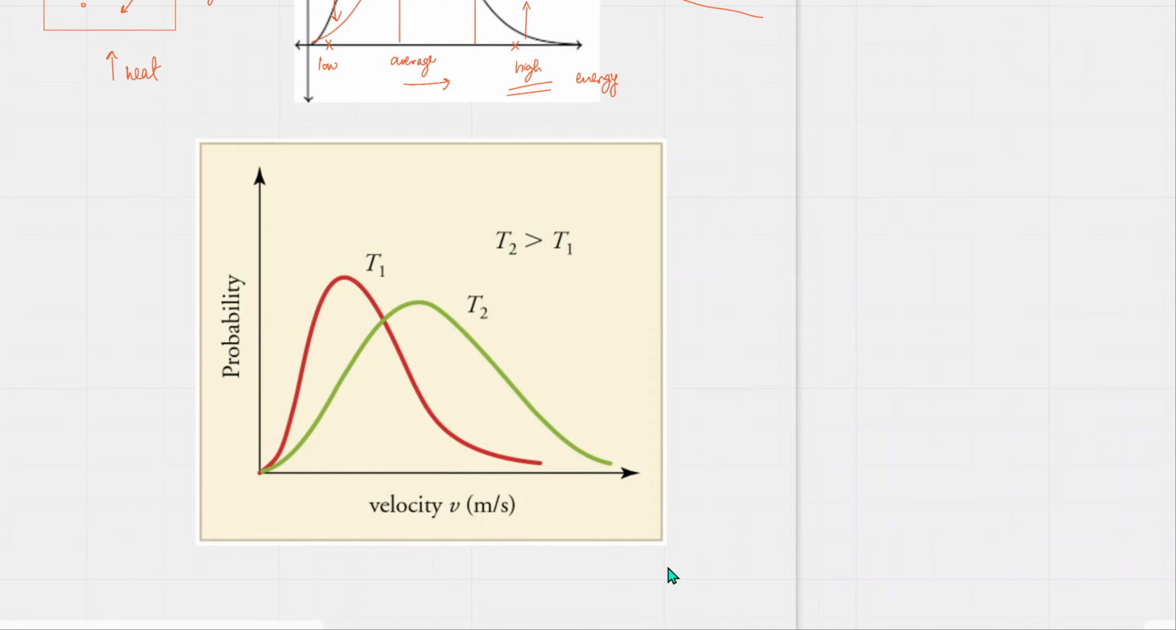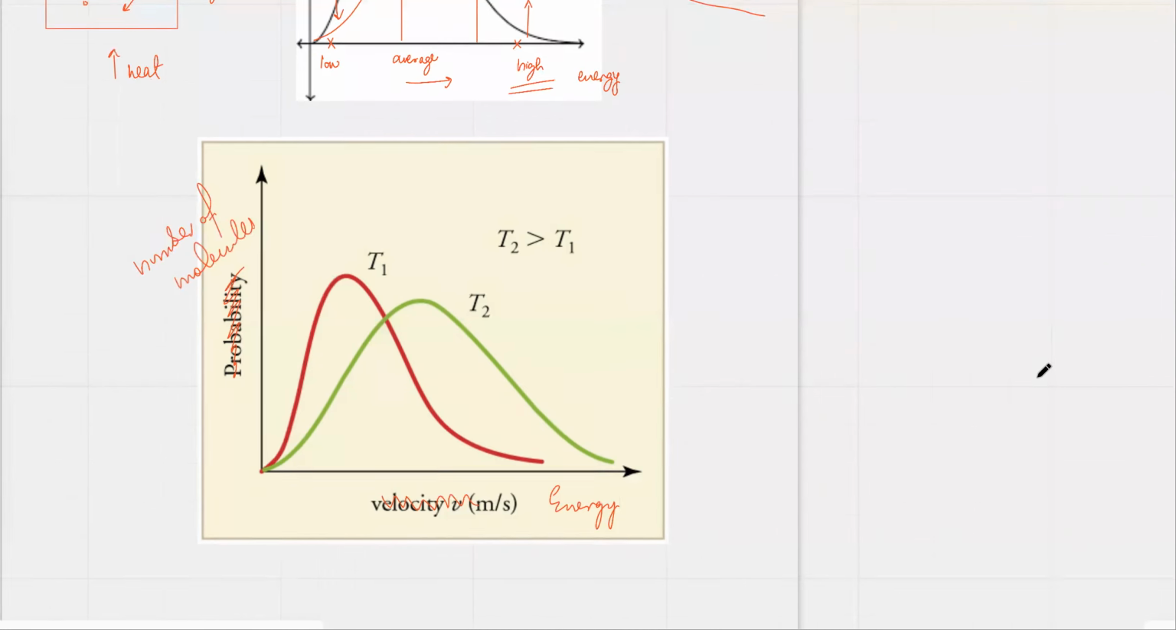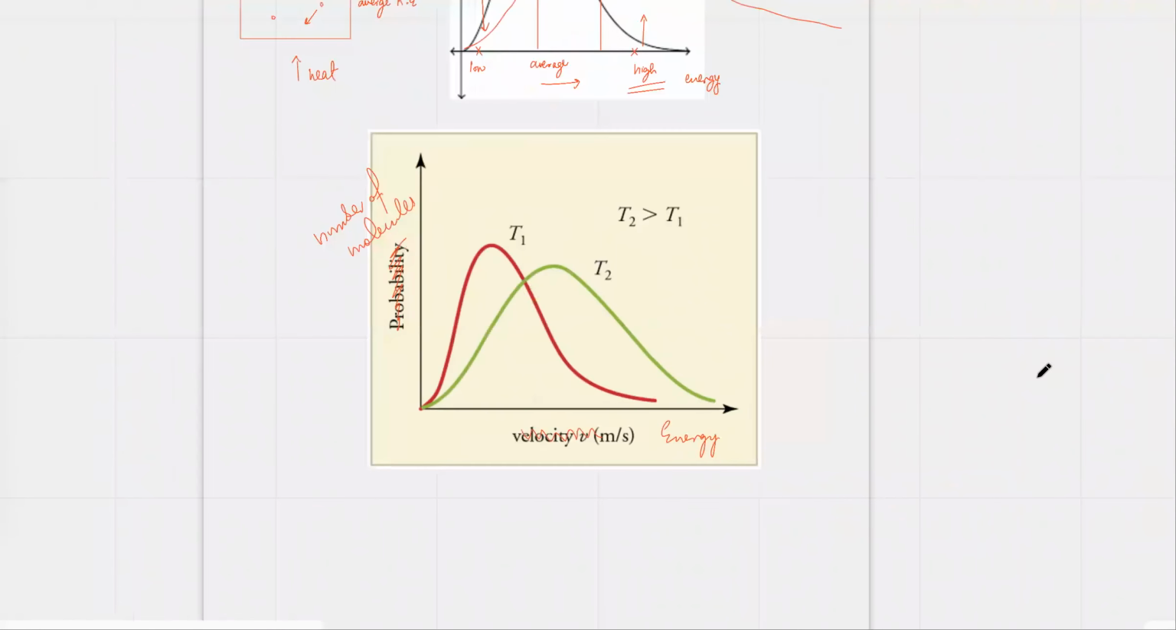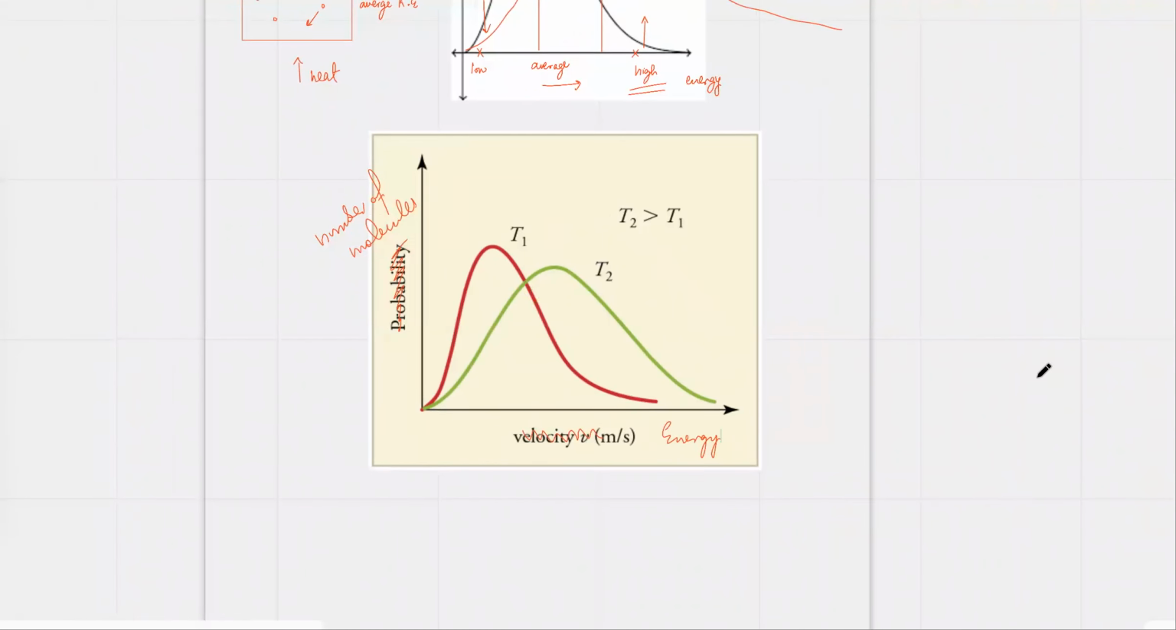Instead of velocity, I think we should write the energy, or the kinetic energy of the molecules. Instead of probability, we should write the number of particles, the number of molecules having a particular energy. So this is what's going on. And you'll be asked a few questions about catalysts. What do catalysts do? Remember, catalyst is the only thing that you could actually show on this graph.